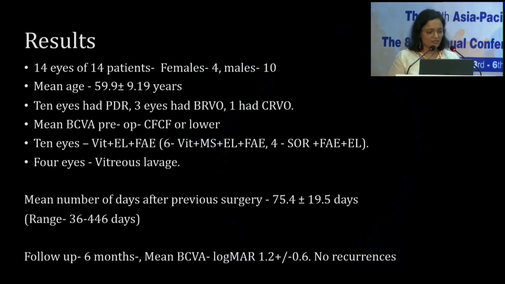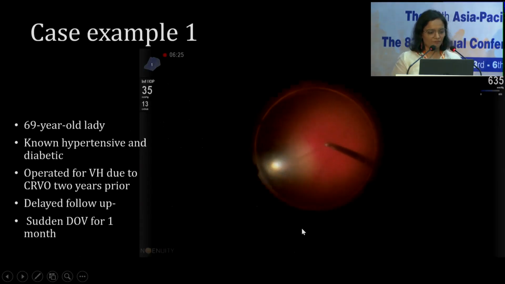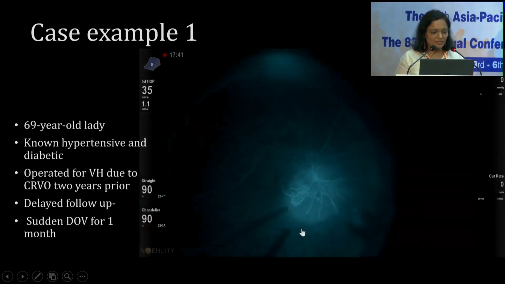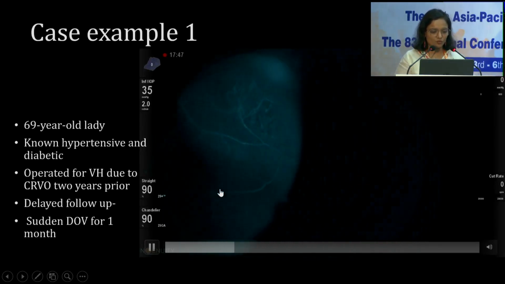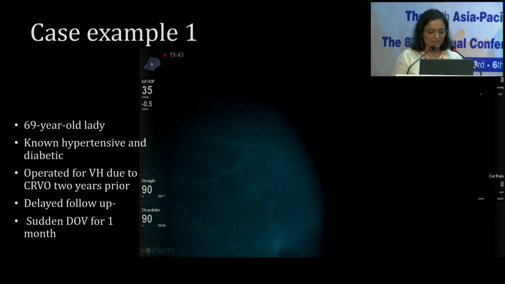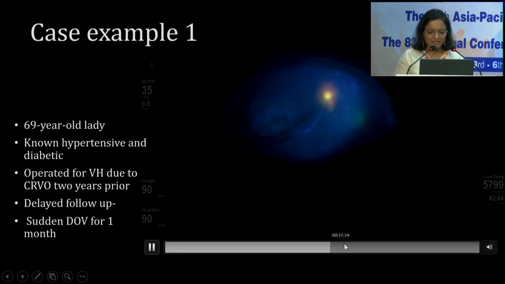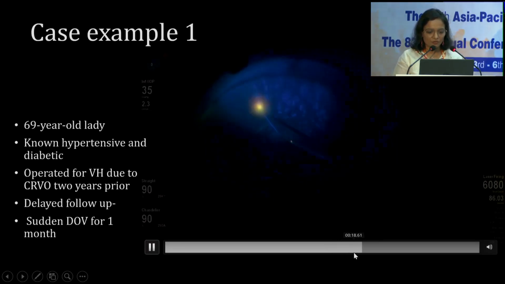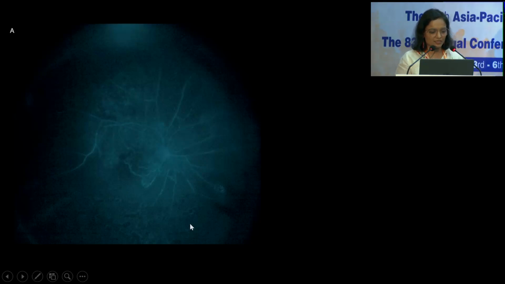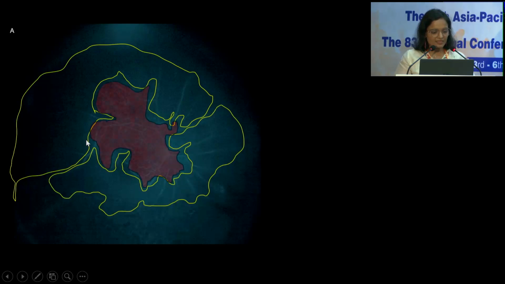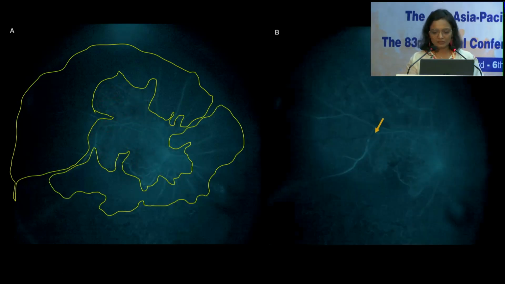We had about 14 eyes with a mean age of 60 who had undergone vitrectomy, and we followed them up for 6 months. They bled about 75 days post vitrectomy. So this is a 69-year-old lady, known hypertensive and diabetic, operated for vitreous hemorrhage 2 years prior, who had a sudden rebleed. You can see the extensive CNP areas all over, and you can see delay in the venous filling. This is an IOFA-enabled endolaser. Now, if you look at the pictorial representation, this is the extent of the CNP areas we found on the IOFA. And you can see that there is only a central island of perfused retina. And you can even see the delay in the filling of this particular vein.